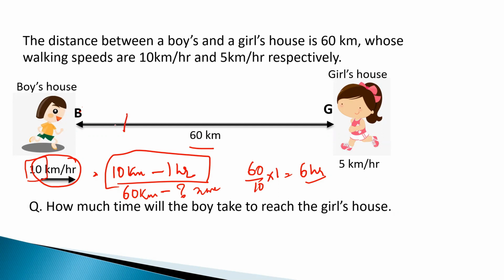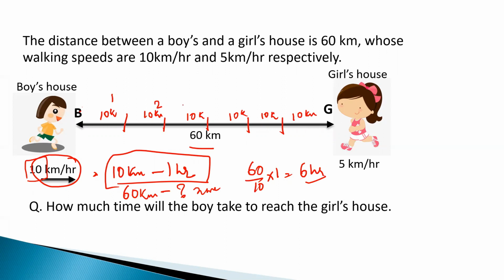In 1 hour, he will cover 10 kilometers. Still 50 is left over. In 1 more hour, he will cover 10 kilometers. Still 40 is left over. And so on, 2 hours, 3 hours. He has covered 50 kilometers till here, so the leftover is 10 kilometers, which will take 1 more hour.